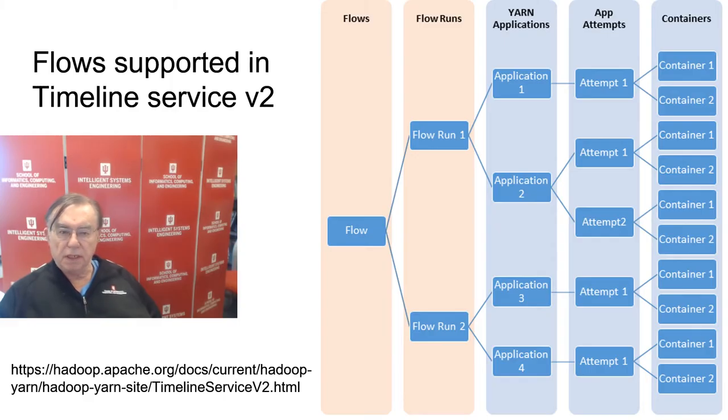So here's an example of this version 2 timeline. We have a flow which has multiple runs. The runs are multiple applications. These applications might have multiple attempts because the first attempt got messed up somehow. And these all use containers, and all this information of this graph, effectively the specification of this graph, and the data information about each node within the graph are stored in the timeline.